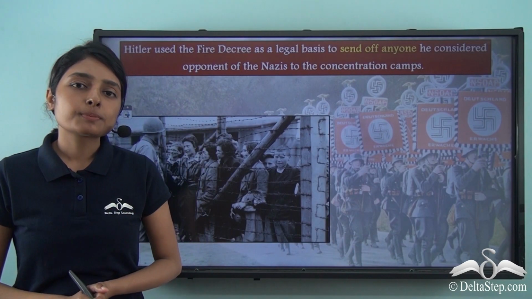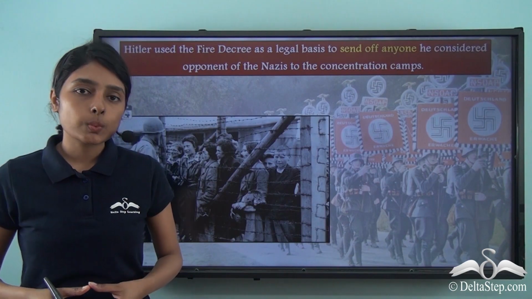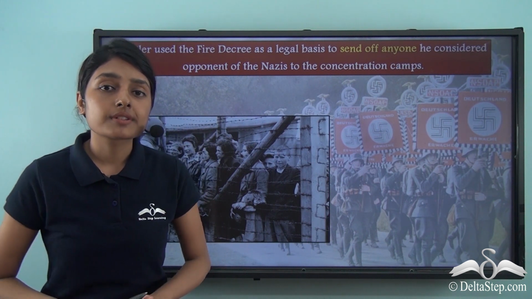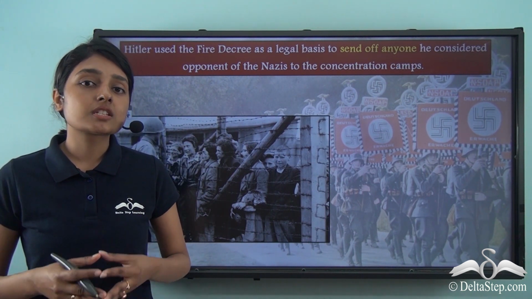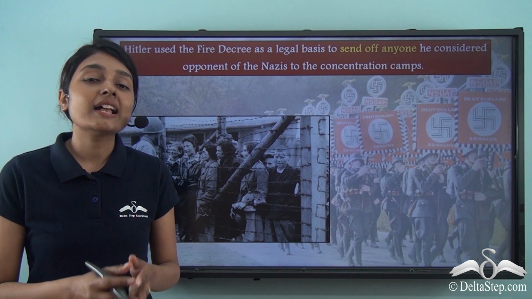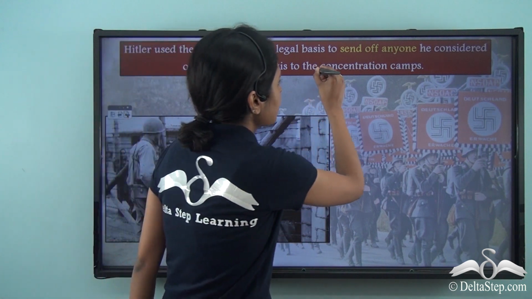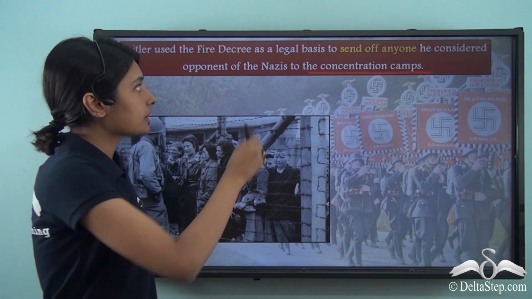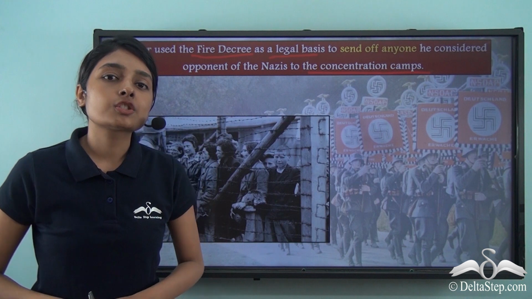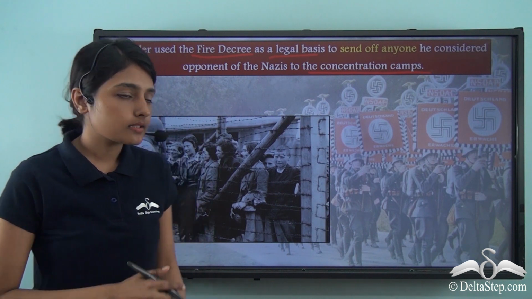Since Hitler assumed power as the German Chancellor in 1933, he now started ruling in his own way. The first thing that he wanted to do was to abolish all traces of democracy. And even left-wing policies did not at all align with his ideology. So all the people who he felt were the opponents of the Nazi party were now sent off to the concentration camps. And the fire decree was being used as a legal basis to send off anyone to the concentration camps whenever and however Hitler desired.